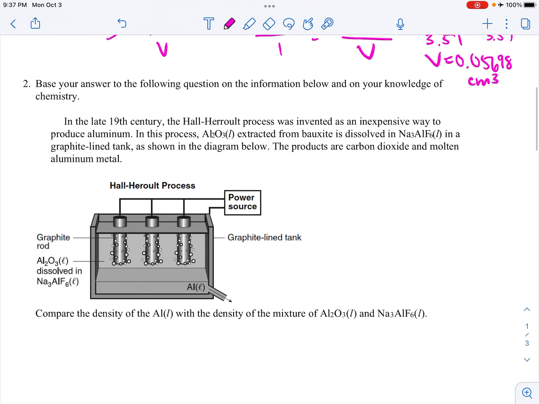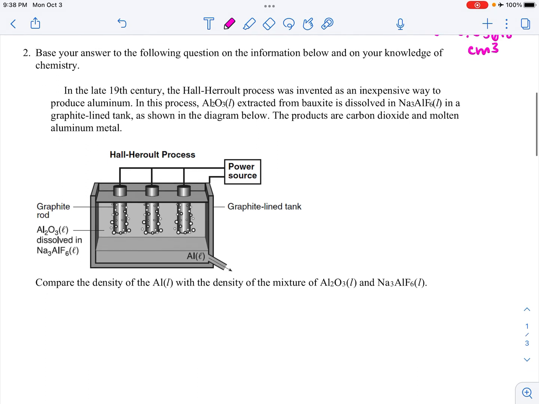All right. In the late 19th century, the Hall-Héroult process was invented as an inexpensive way to produce aluminum. In this process, aluminum oxide, Al2O3 liquid, extracted from bauxite, is dissolved in Na3AlF6 liquid in a graphite-lined tank, as shown in the diagram below. The products are carbon dioxide and molten aluminum metal. So they always love to teach you something during the Regents.